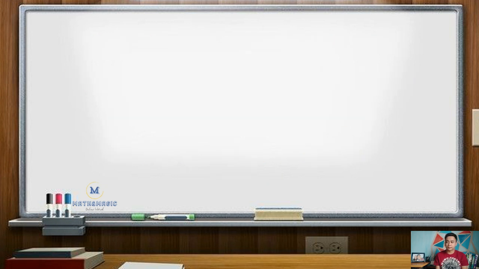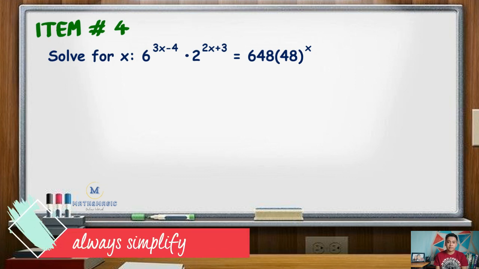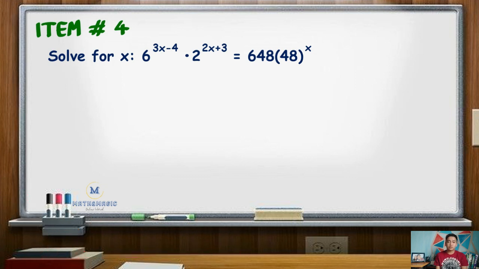For item number 4, solve for x in 6 raised to quantity 3x minus 4 times 2 raised to quantity 2x plus 3 equals 648 times quantity 48 raised to x. Now, when given this kind of problem, we typically rewrite the base number in terms of product of its primes so that it is easier to find patterns and to solve.